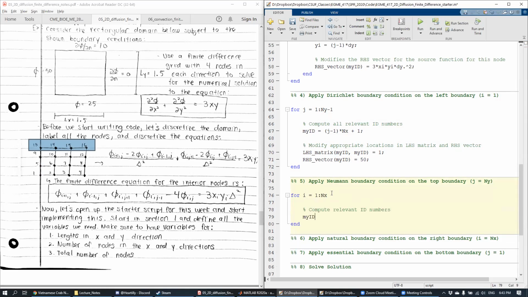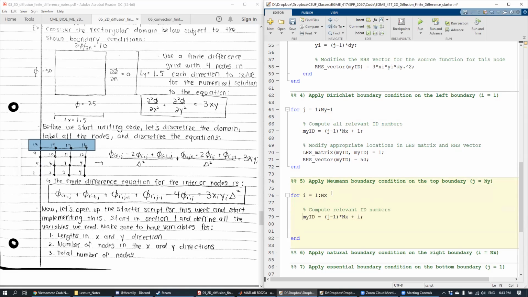Okay, and so we're going to have my ID. Okay, and so my ID, we're going to have j minus 1 times nx plus i. But instead of j right here, we're just going to go ahead and plug in the value here. And so all of the nodes here on the top have a j value of ny.